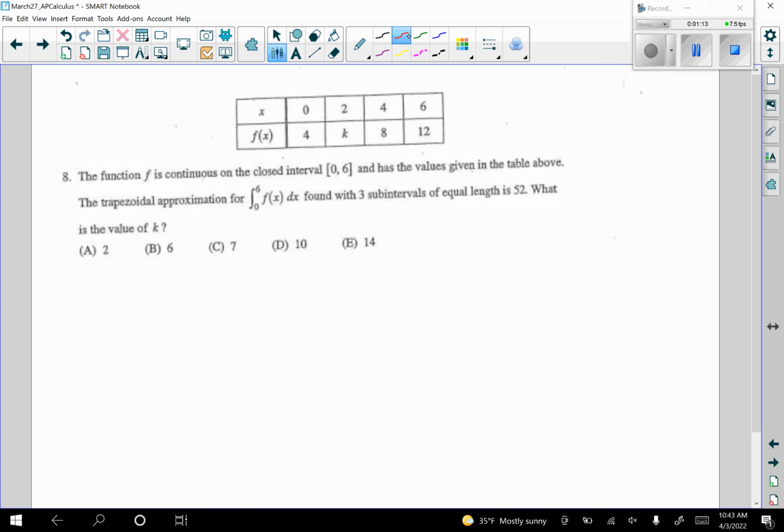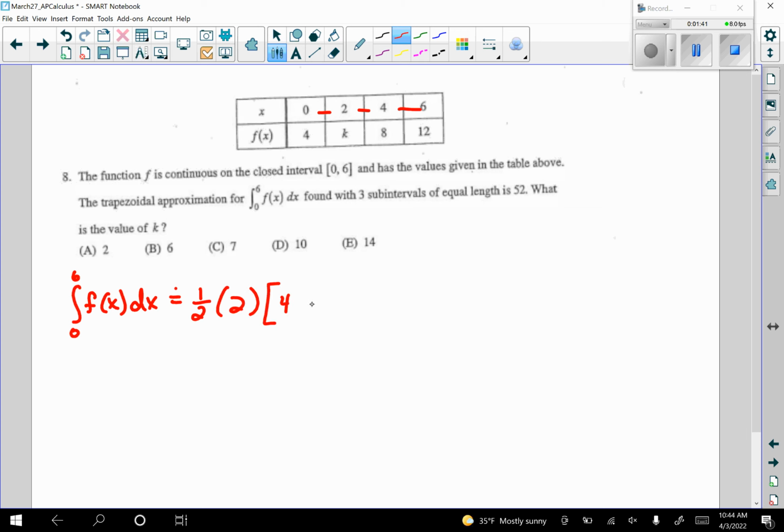All right, for number 8, we're asked to find a trapezoidal approximation. Now, if you notice, the distances between 0 to 2, 2 to 4, 4 to 6, they're all 2, so we could definitely use the trapezoidal rule. So using the formula for trapezoids, we'll have 1/2, and then the height would just be a 2. And because the height is consistent here, we'll just start with 4. Then we'll have plus 2k plus 2 times 8. So our job is to find the value of k, and then just plus the 12 at the end. But they tell us that it's equal to 52, so what is the value of k?